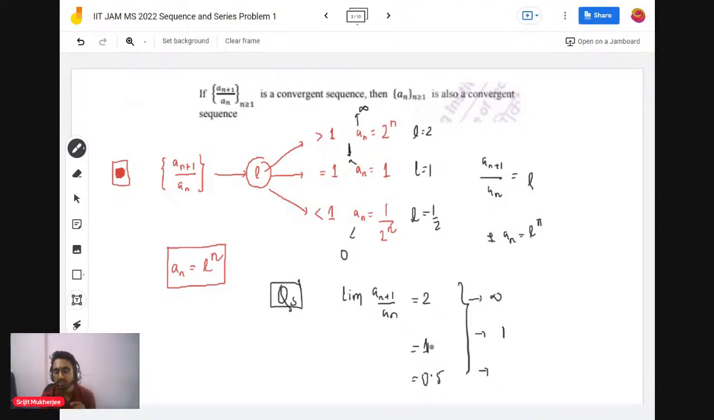Right away we can see that the limit being 1 doesn't mean that it will always converge, because let's take a_n equal to n. So a_n diverges, but a_{n+1}/a_n converges to 1.